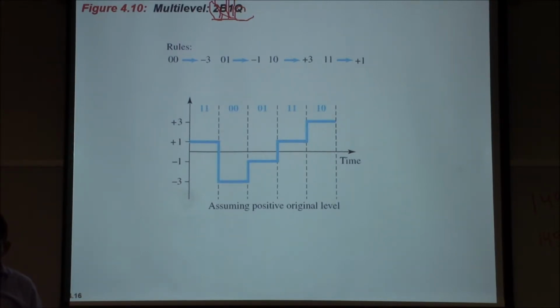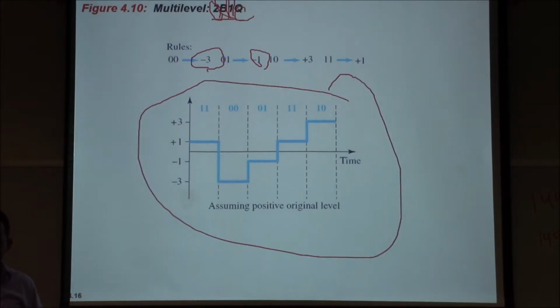So it's a very simple technique. For 0, 0, we'll just use -3. For 0, 1, we specify what voltage or level we will use for each 2 bits, and we just code it as you can see here. Why do we use multi-level? If we need a higher data rate, then we can use multi-level.